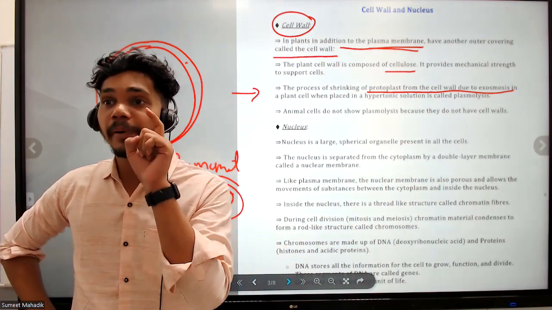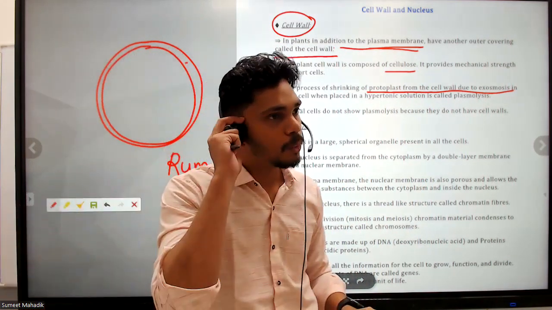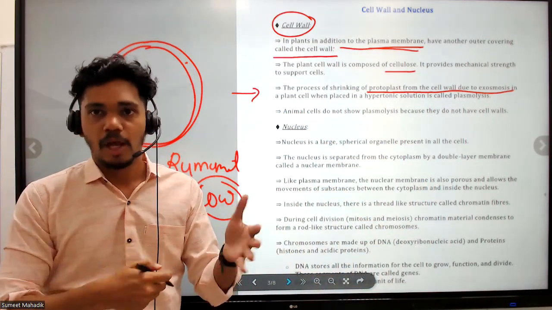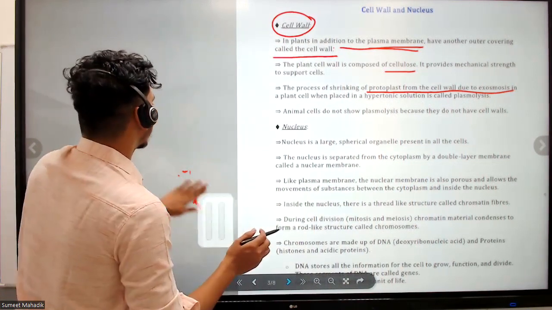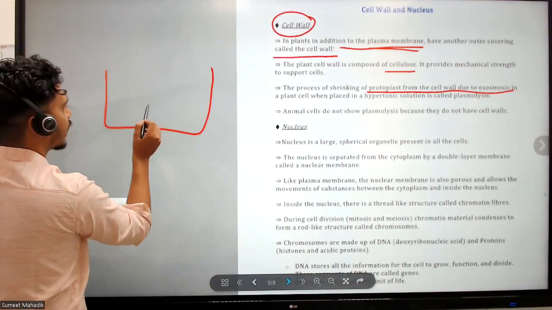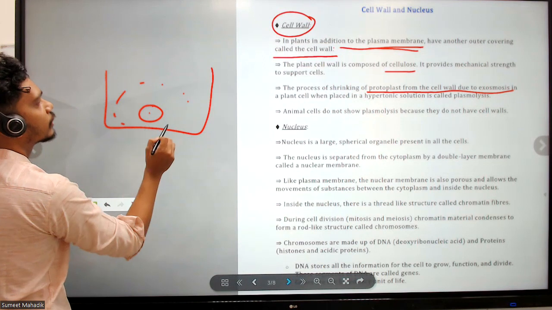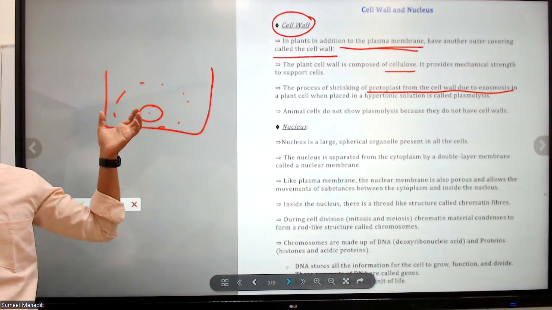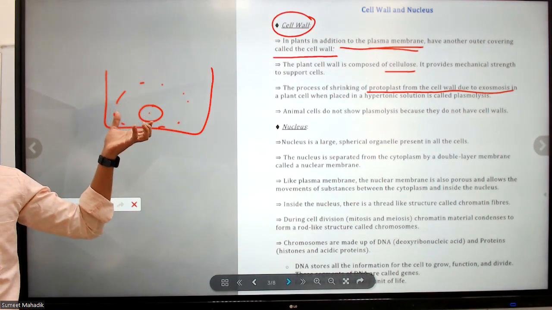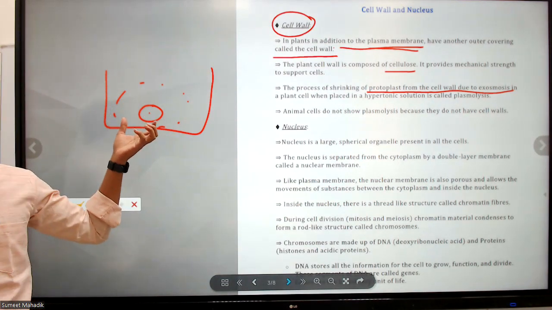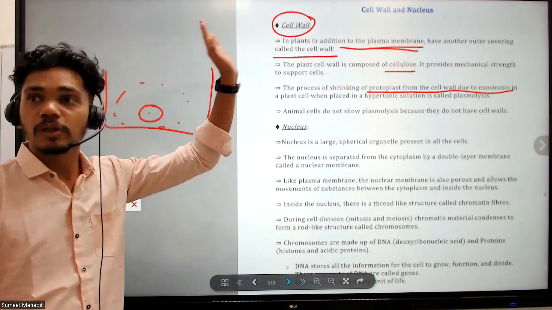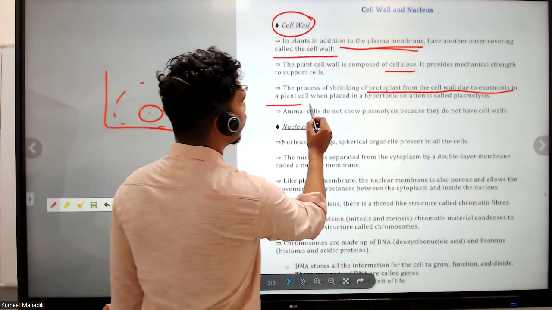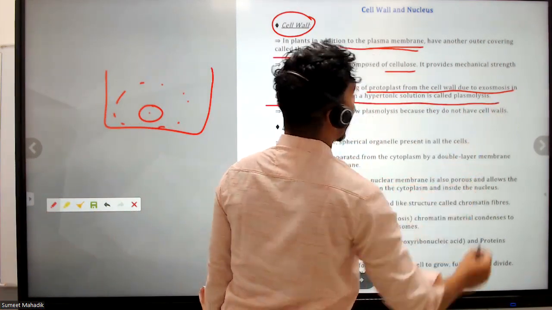When a cell is placed in a hypertonic solution. So what is a hypertonic solution? The concentration is much higher as compared to the cell. So if the cell is placed in a hypertonic solution, suppose this is the container, the cell is placed here, and this is the solution, hypertonic. The concentration is much more as compared to the inner compartment of the cell. So water will be moving from where to where? From the cell to outside. So exosmosis is going to happen. A plant cell, when placed in a hypertonic solution, undergoes plasmolysis.